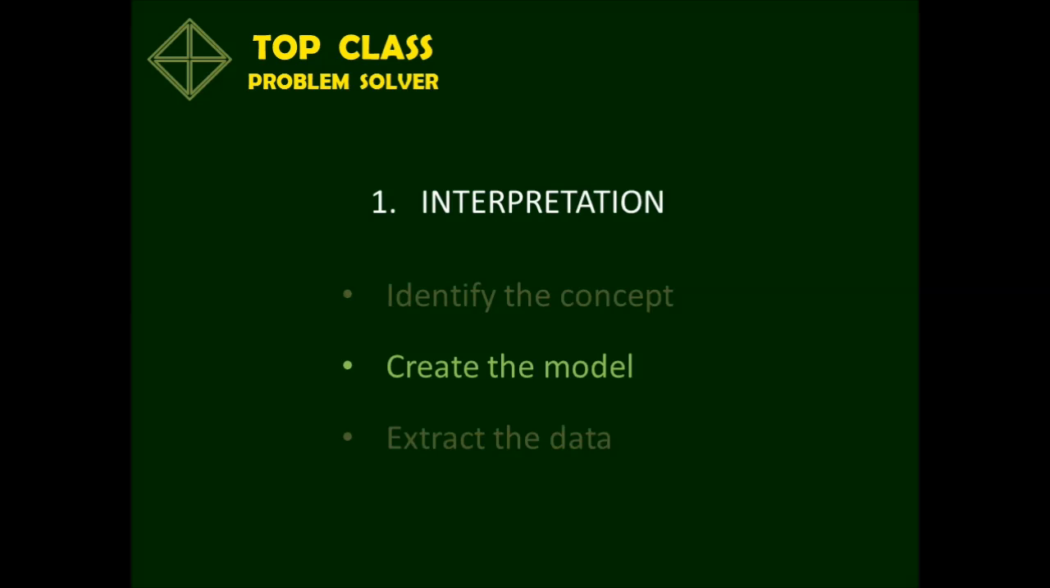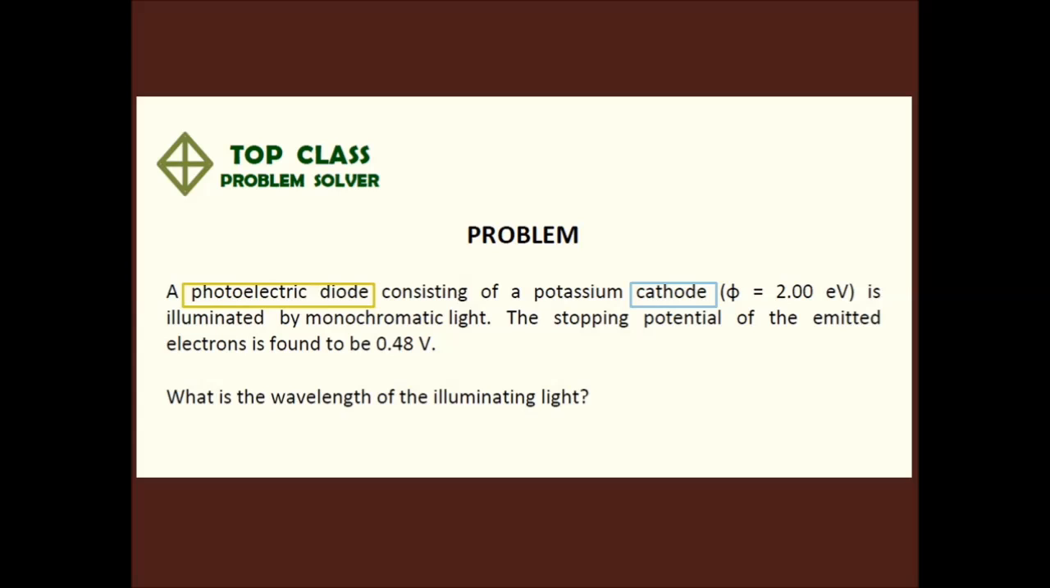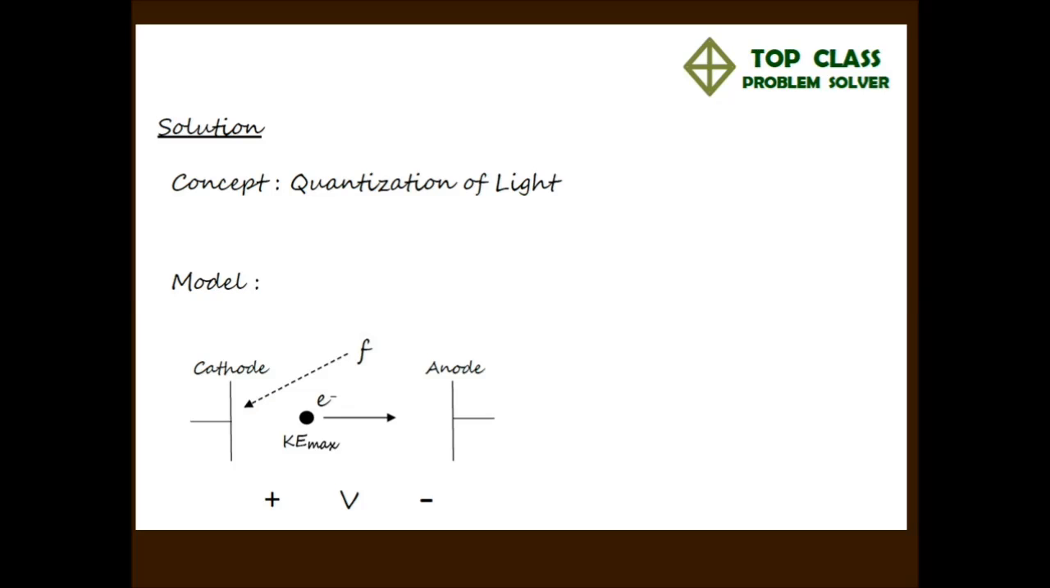The next step of the interpretation is to create the model and represent the model in a diagram. The model of our photoelectric diode consists of a cathode, monochromatic light, and the application of a stopping potential to measure the maximum kinetic energy of the emitted electrons. In our model, we draw the cathode. Our cathode is illuminated by monochromatic light. For the quantization of light, it is the frequency of the incident light that is of importance. The incident light causes the release of photoelectrons from the cathode.